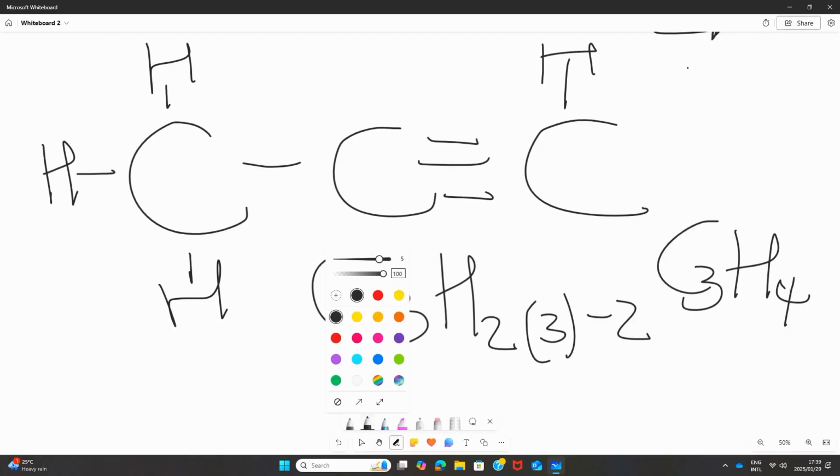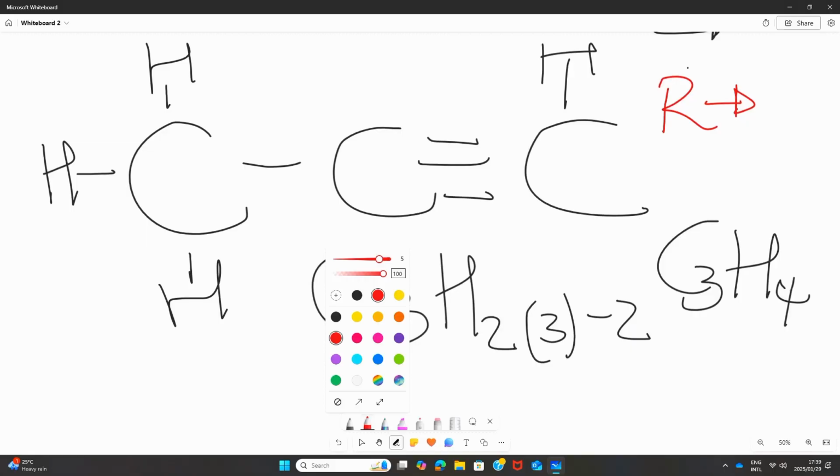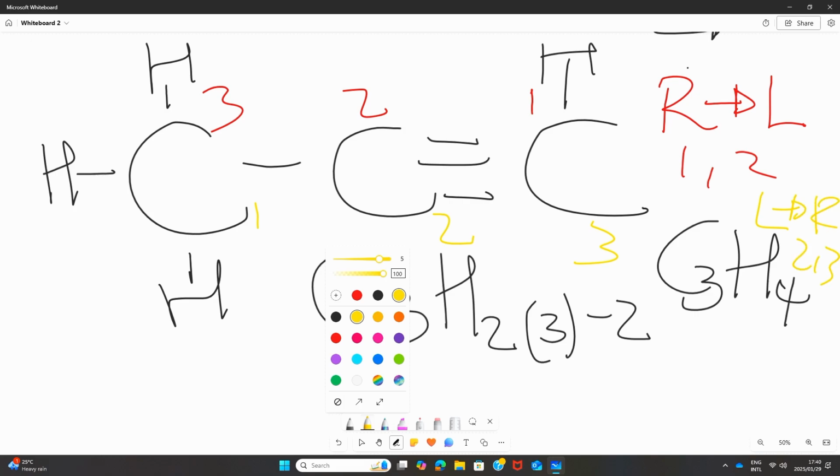To name that, you have to consider that your carbon numbers must be closest to the side which has the functional group. The functional group is closest to the right-hand side, so you number it from right to left. Numbering from right to left, this would be carbon 1, 2, 3, and the triple bond is between carbon 1 and 2. But when numbering from left to right, this would be 1, 2, 3, and we would have 2 and 3. So we're not going to use that because it gives the higher number.